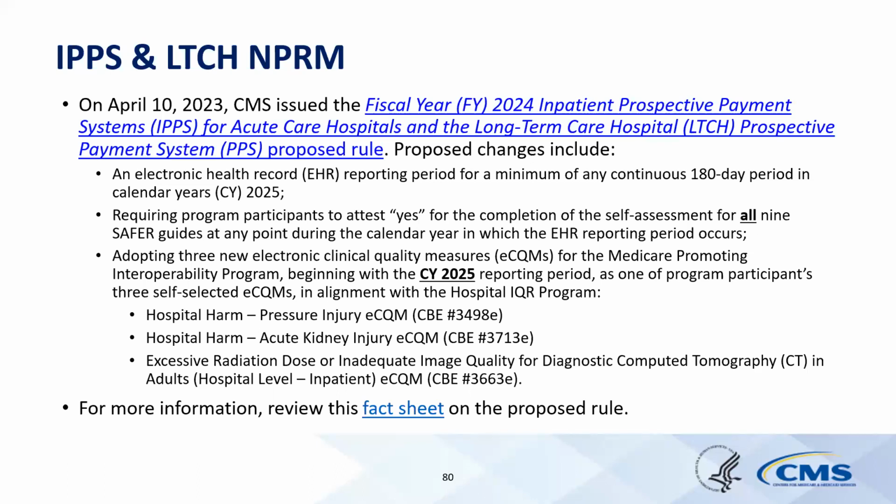We also have a link referencing the 2024 IPPS proposed rule, which has been officially released. Just to highlight, we have a couple of proposals included. That would be maintaining a 180-day EHR reporting period for 2025, which we have finalized already for 2024, requiring a yes attestation for having completed the self-assessment of all 9 SAFER guides. What we have currently is that you can attest, yes, you have completed, or no, you have not completed. So we would like to move towards a yes.